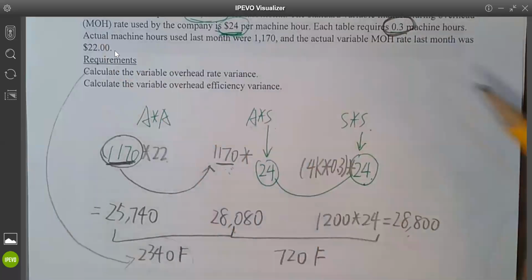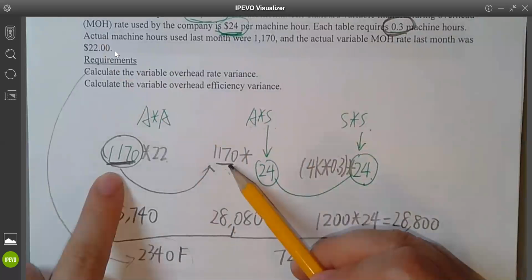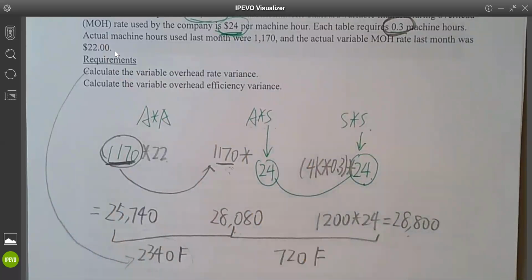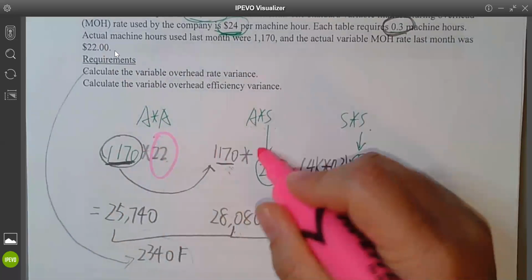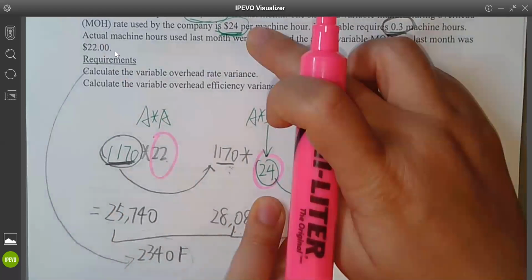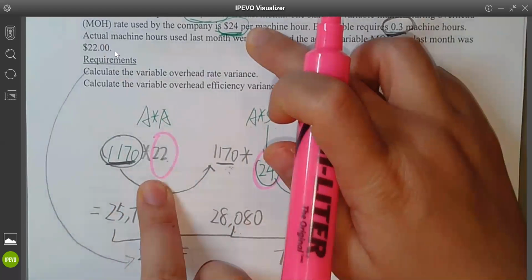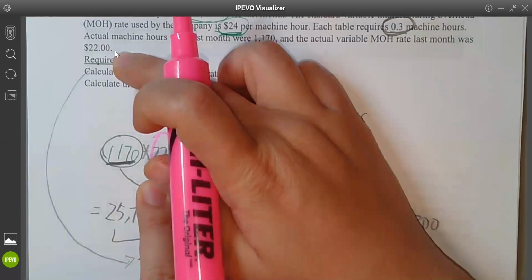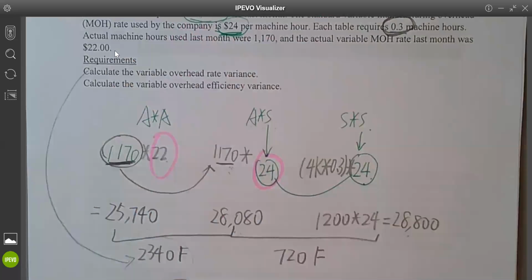You say, hey, Professor, why is it the rate variance? I said, look at it one more time. The actual machine hours are the same, 1,170 hours. Why is there a variance? Because of the rate. The standard set is $24 per machine hour, but actual is $22 per machine hour. So we saved on our variable manufacturing overhead in the actual amount. So we have the favorable rate variance.